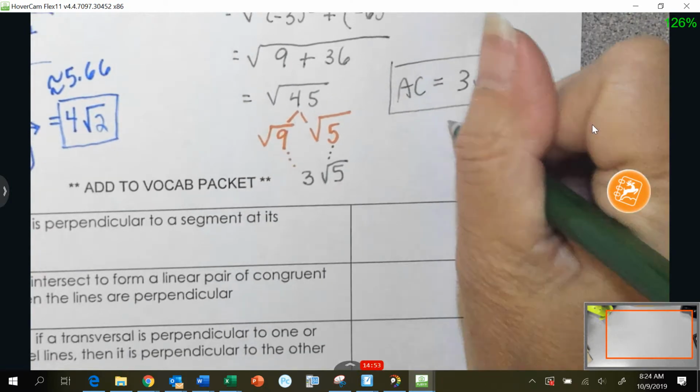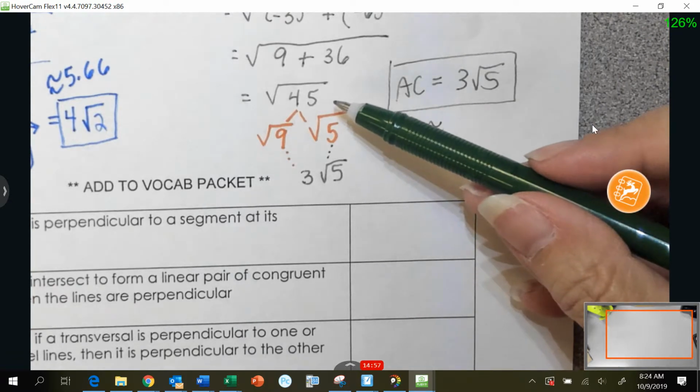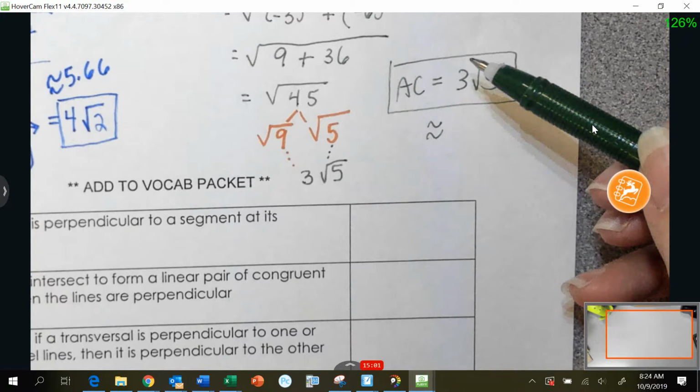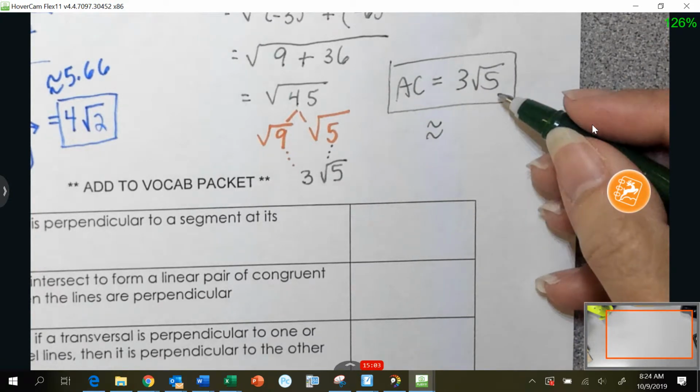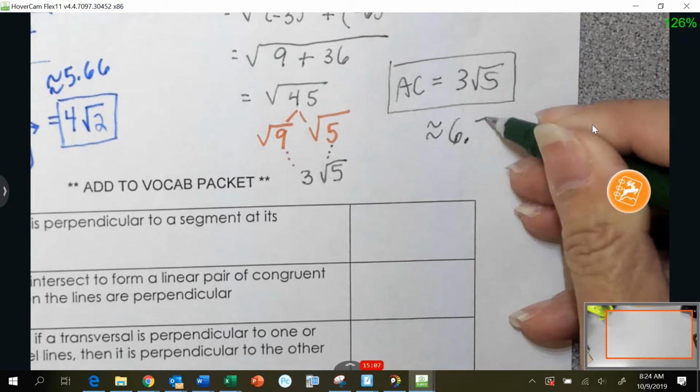Now, if we needed to know that approximation, you can just square root 45 on your calculator. It doesn't have to be the simplified version. Or you can do 3 square root 5. Either is going to give you the same answer, which is approximately 6.71.